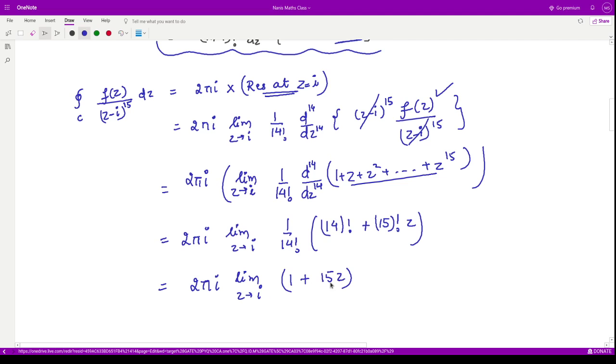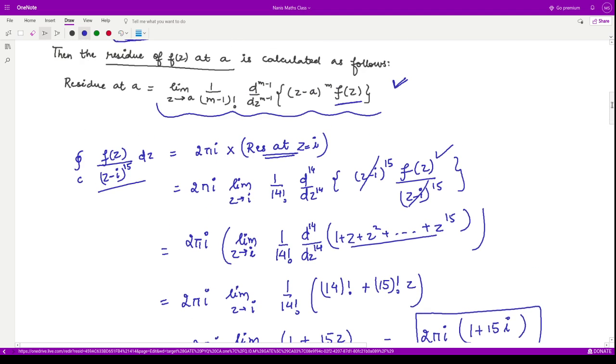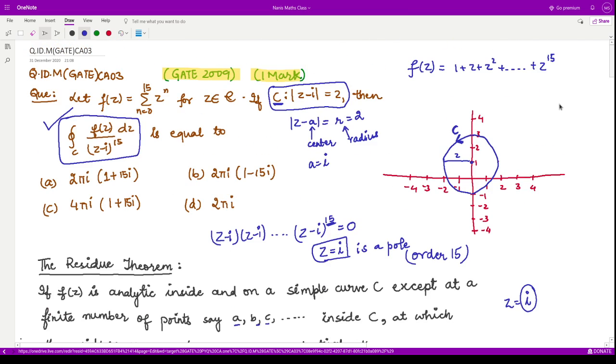So we can now directly substitute the limit. The limit is z goes to iota, so we have this as the final result. So the integration of the corresponding function comes out to be 2 pi iota multiplied by 1 plus 15 iota. So that is our answer. So accordingly, option A comes out to be the correct option.